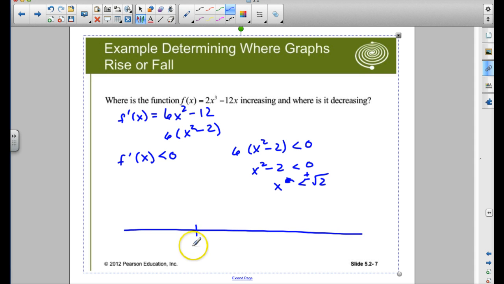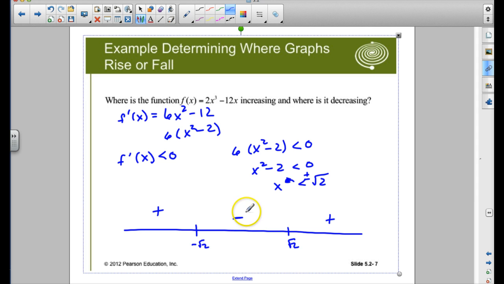So what I'm going to do is put negative square root of 2 here, and a positive square root of 2 here. Negative square root of 2 is about negative 1.4, so let's plug in negative 2 here. 4 minus 2 is 2. It's positive out here. If I plug in 0, it's going to be negative in here. If I plug in 2, it's going to be positive out here.